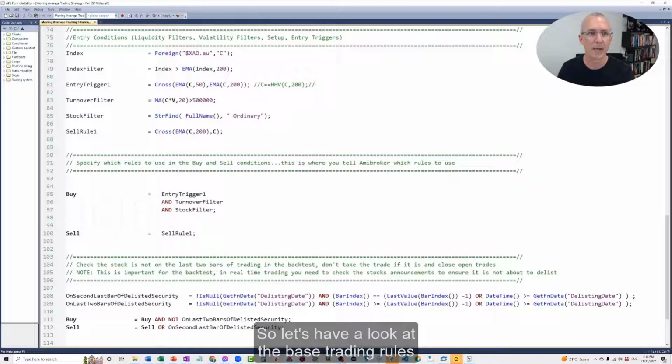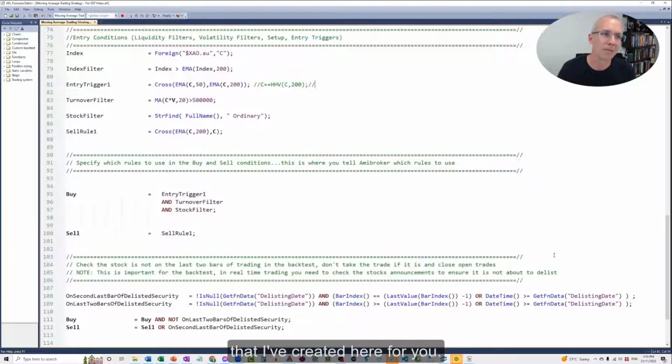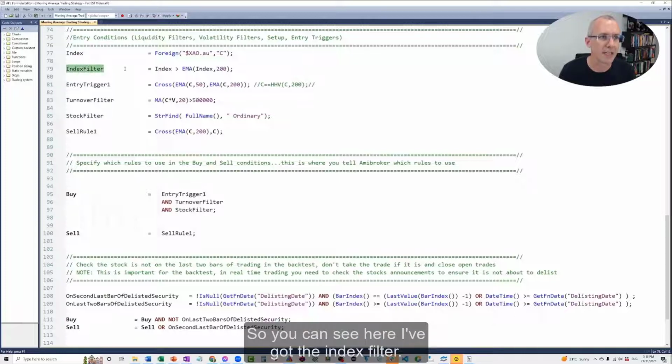So let's have a look at the base trading rules that I've created here for you. I've used moving averages in all the different components of the system. The first one is the index filter or the market regime filter. So you can see here I've got the index filter.